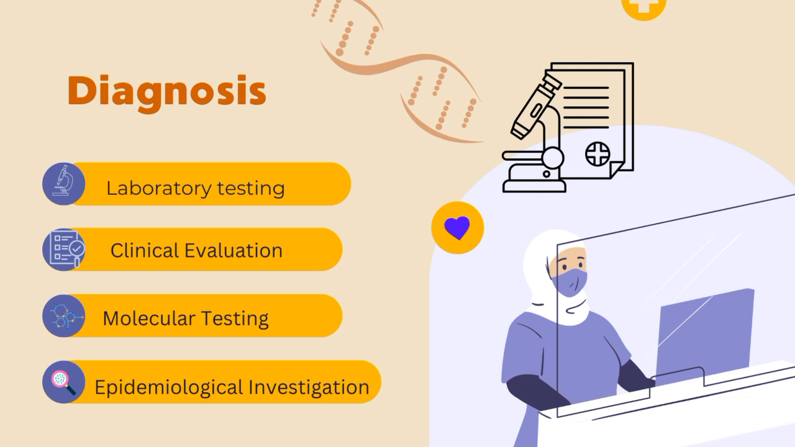For diagnosis, we have laboratory testing. The definitive diagnosis of cyclosporiasis is made by identifying the parasite, Cyclospora cayetanensis, in stool samples. This is typically done through microscopic examination of stool samples for the presence of oocysts, or the infective stage of the parasite.